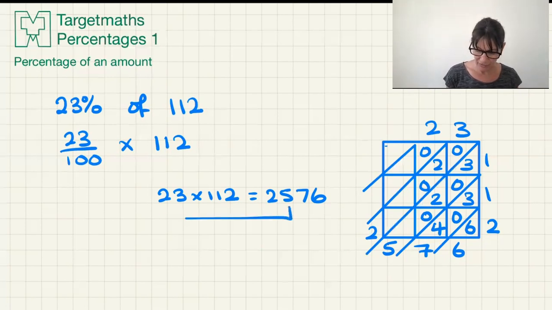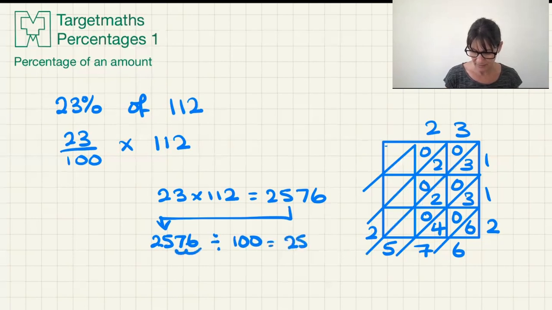All right, let's finish this off. We've got the answer 2,576. We've got to divide by the bottom, so divide by 100, in 2 places: 25.76. Done. So it really is an absolutely fabulous method.